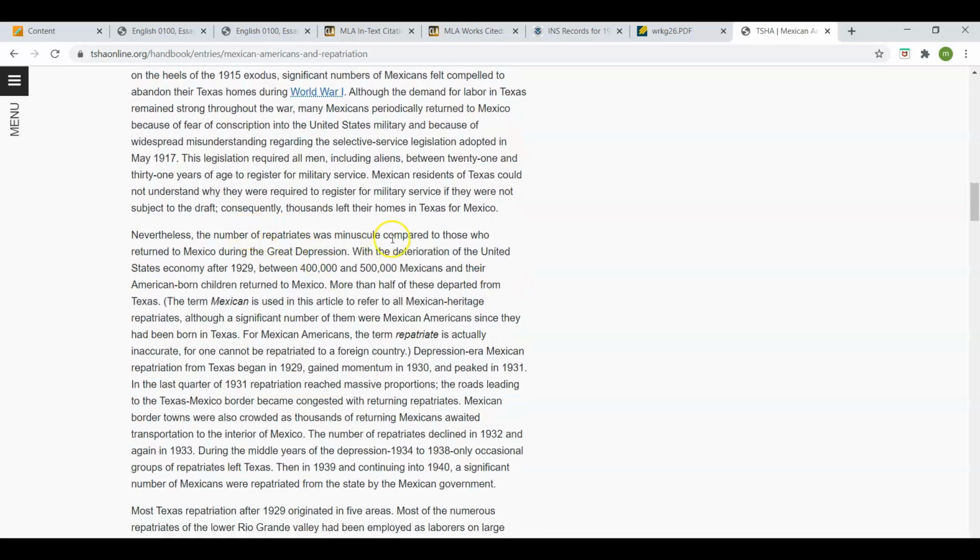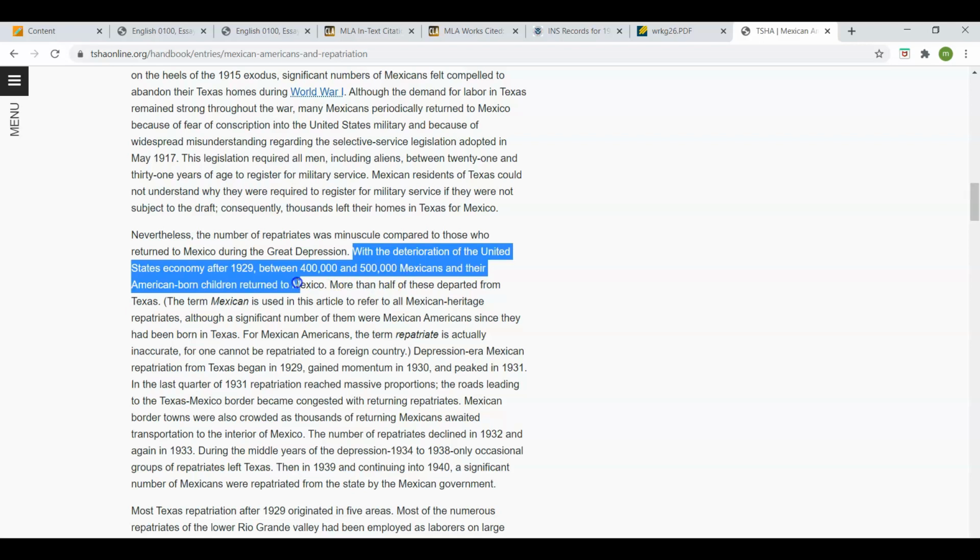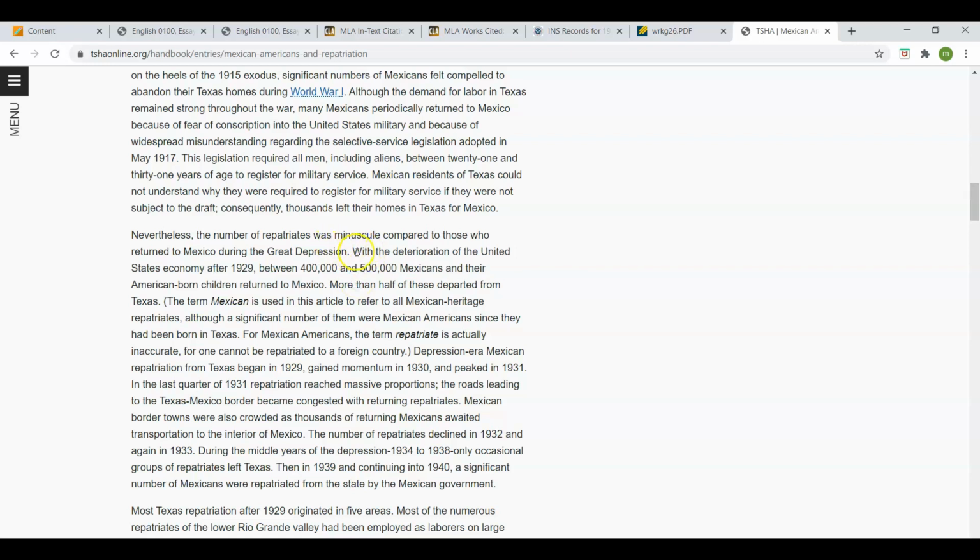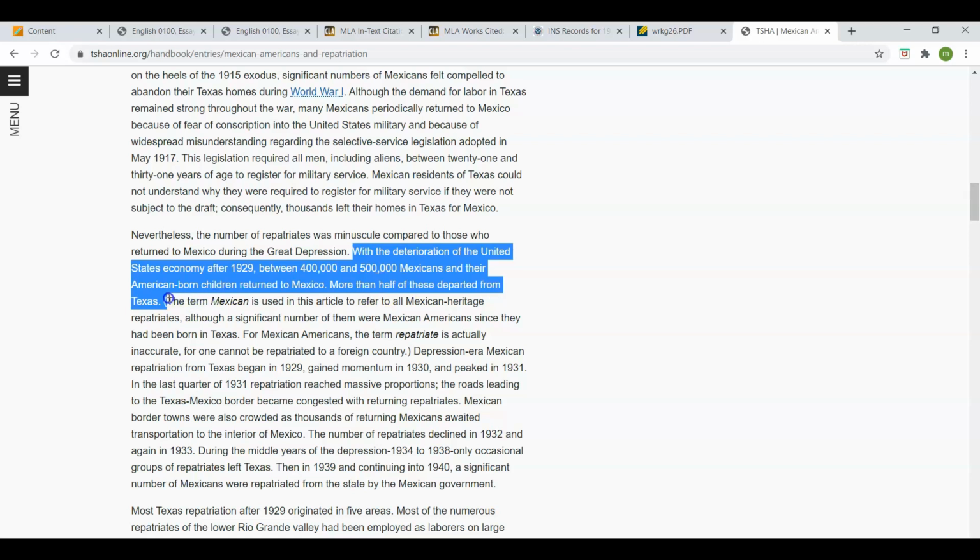right here. With the deterioration of the United States economy after 1929, between 400,000 and 500,000 Mexicans and their American-born children returned to Mexico. I quoted that. But actually, I quoted from here all the way to, let's see, I think I quoted, yeah, more than half of these departed from Texas. I quoted that. Okay.